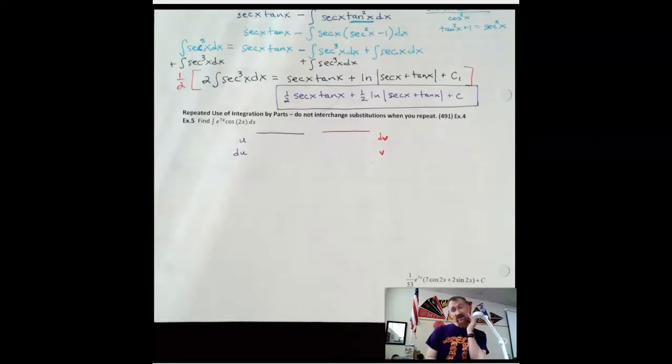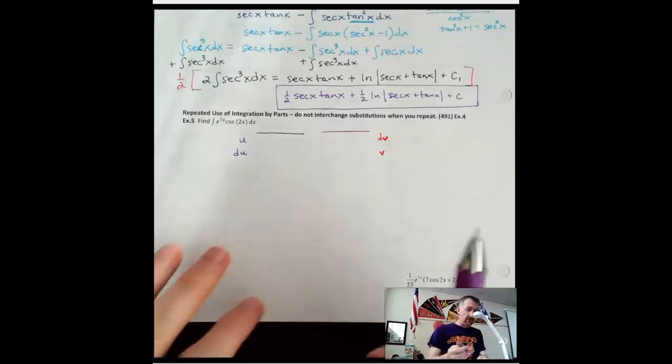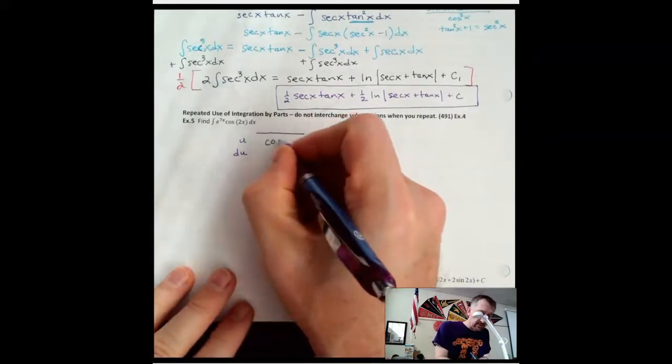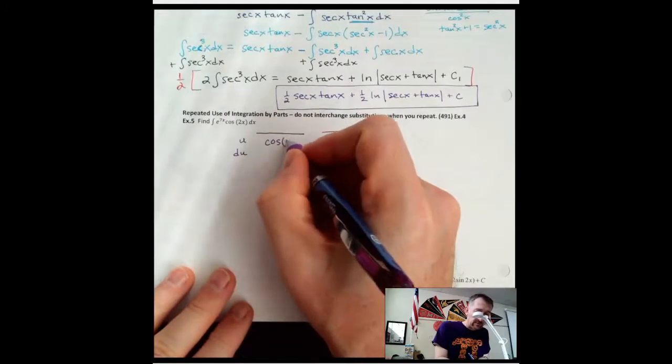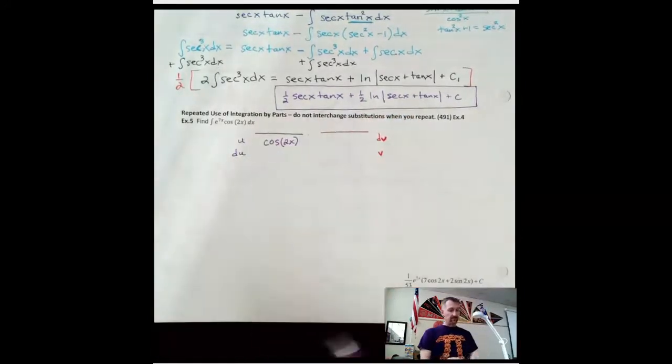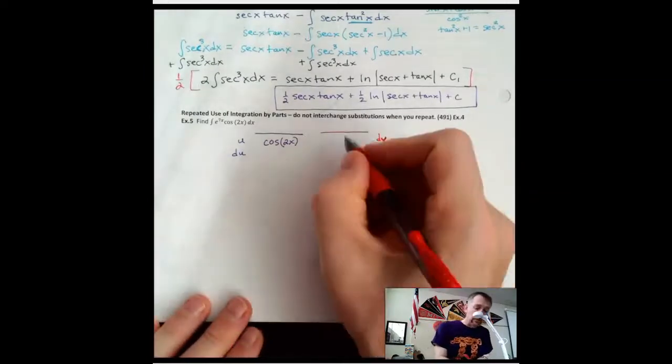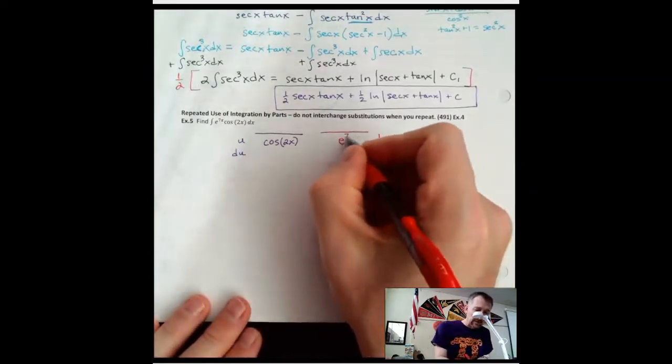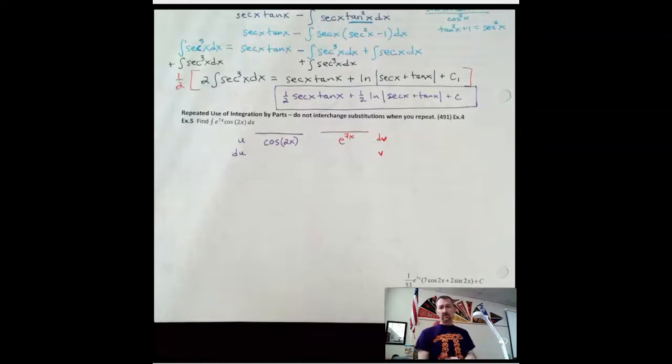Using LIATE, there are no logs, no inverse trig functions, algebra doesn't seem to be here. So the last two are trig and exponential. So trig comes before exponential. So since trig comes before exponential, I'm going to let u be the cosine of 2x, which leaves us with e to the 7x as our dv.